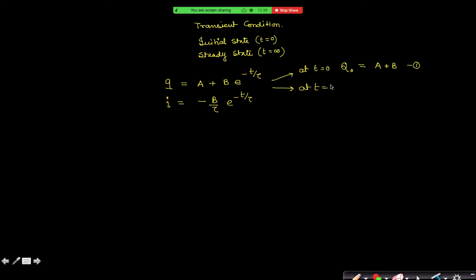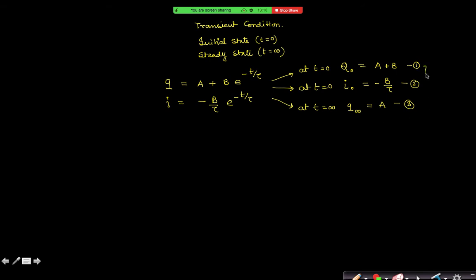At t equal to 0, what is the current? The current is equal to minus b by tau only. And at t equal to infinity, what is the charge on the capacitor? That also we can find, yes or no? Steady state charge. And from here, can I say steady state charge is A? As you put t equal to infinity, this function will become only A.